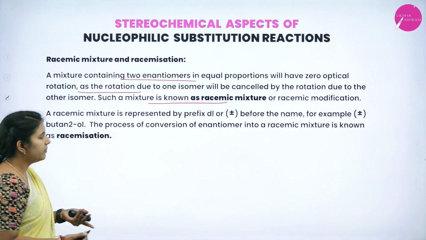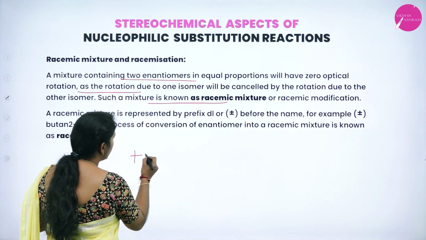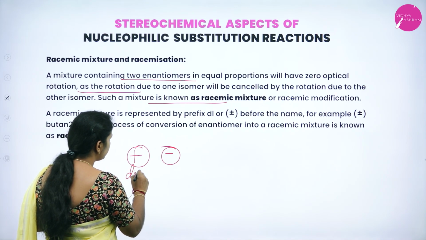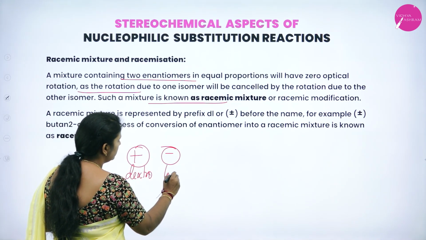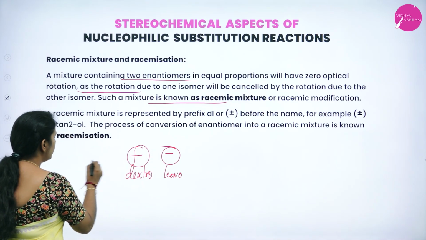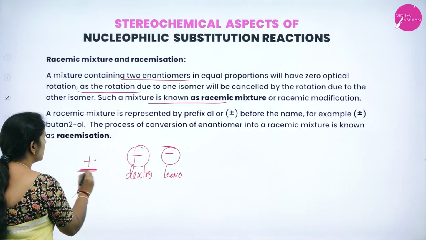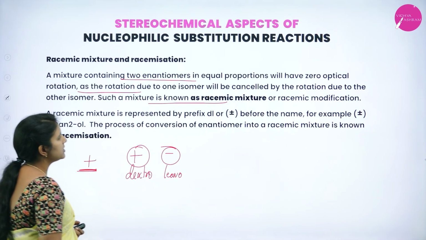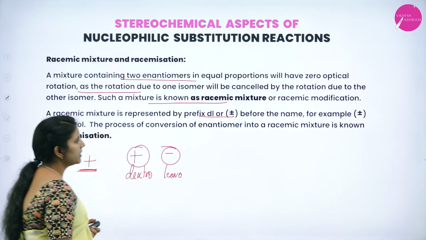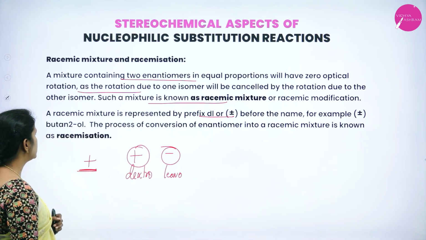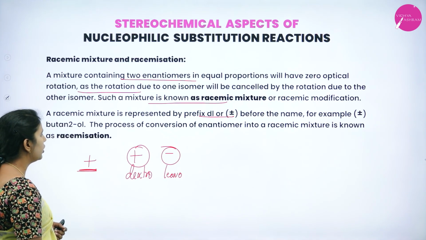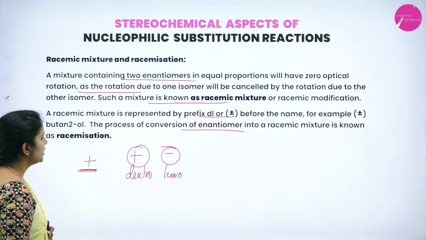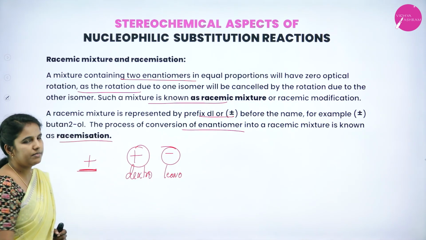So, we know that enantiomers means either it has a plus form or a minus form, that is dextro or levo, right? So, if you take them together, we represent the racemic mixture as plus or minus. The racemic mixture is represented by DL or with a plus or minus before the name, and you can take the example of butanol. The process of conversion of enantiomers into a racemic mixture is also known as what? Racemization.